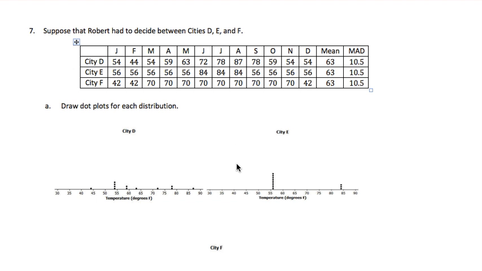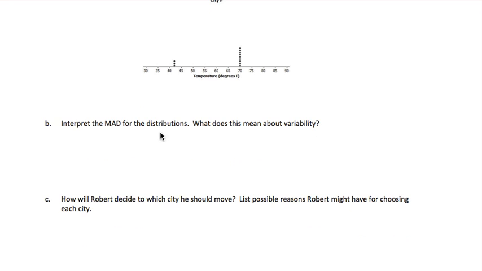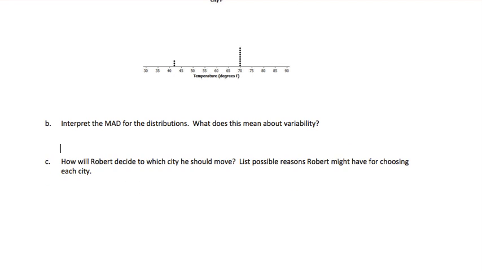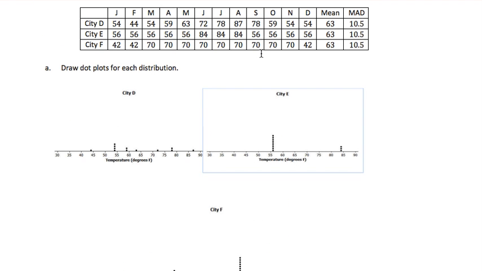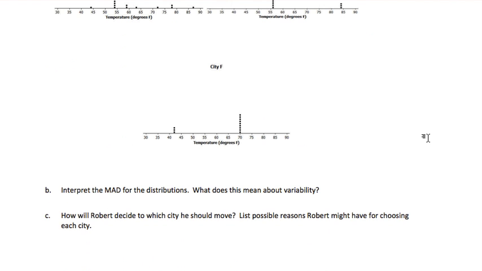Next, we're asked to interpret the mean absolute deviation for the distributions. Now, in our table, the mean absolute deviations are given, and they are exactly the same as are the means. So if they are all the same, Robert's going to need to look at the shapes of the distributions to help him make a decision, not just the mean absolute deviation.